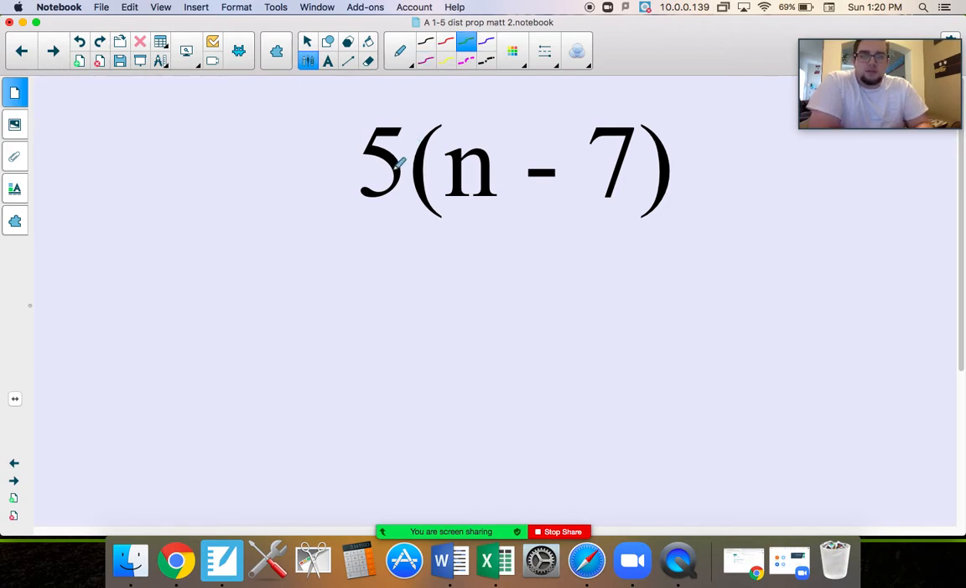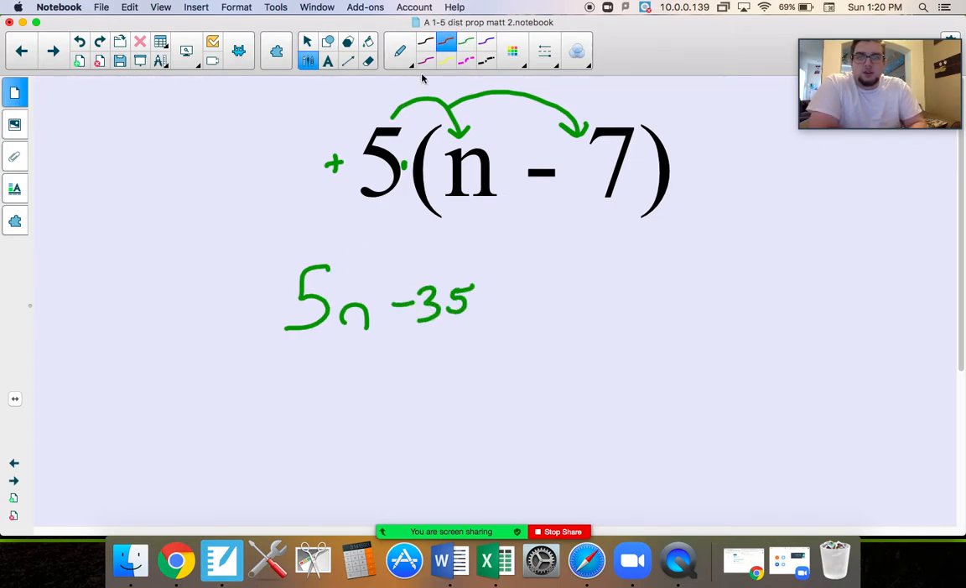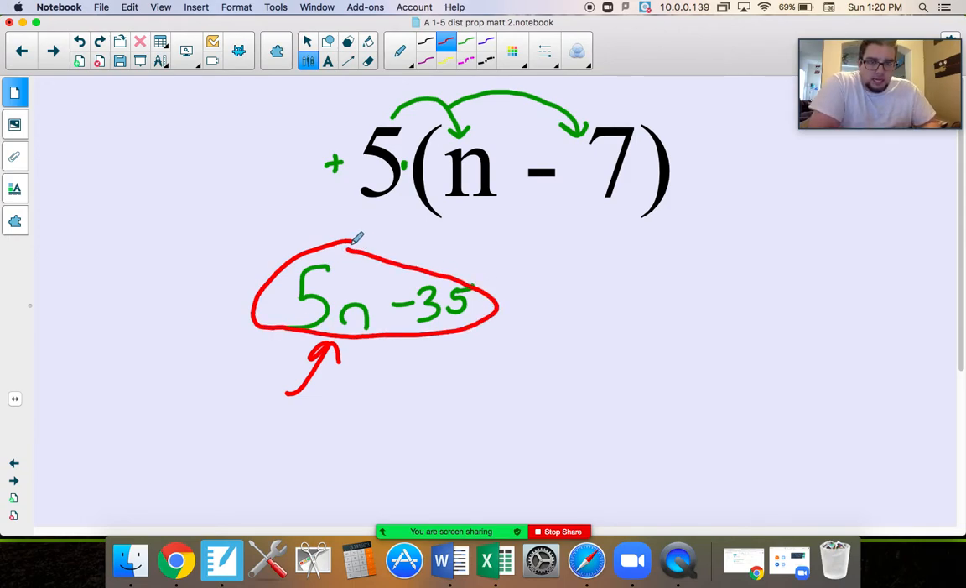So if we have 5 multiplying our n minus 7, 5 is going to multiply the n, and it also multiplies the negative 7, so 5 times n gives us 5n. This positive 5 times the negative 7 gives us a negative 35. Because this term has an n, they are not like terms. We cannot simplify this further. We end right here. There are no equal signs anywhere in this problem, so you do not add an equal sign. You cannot solve this problem.